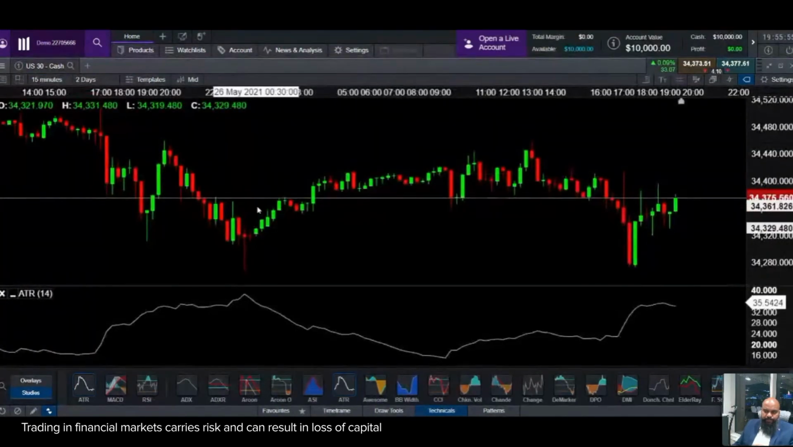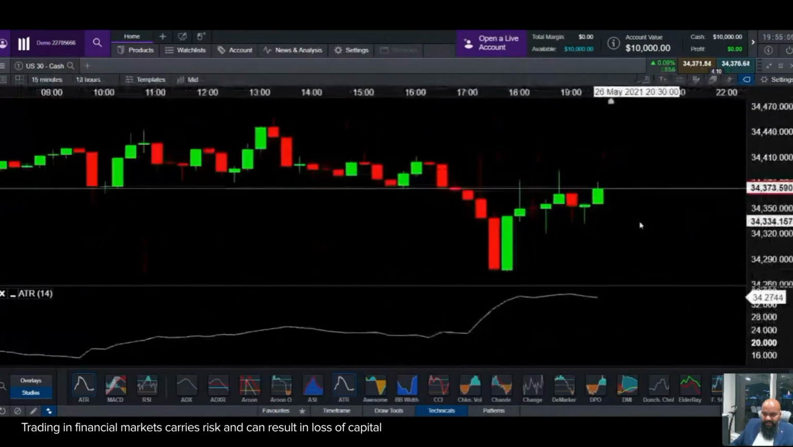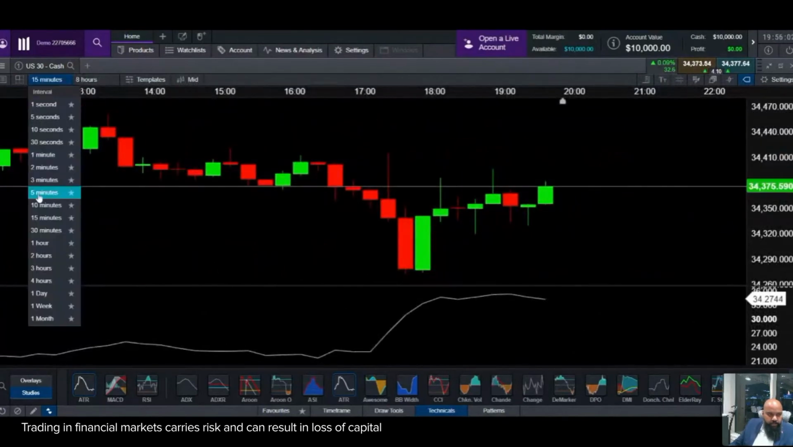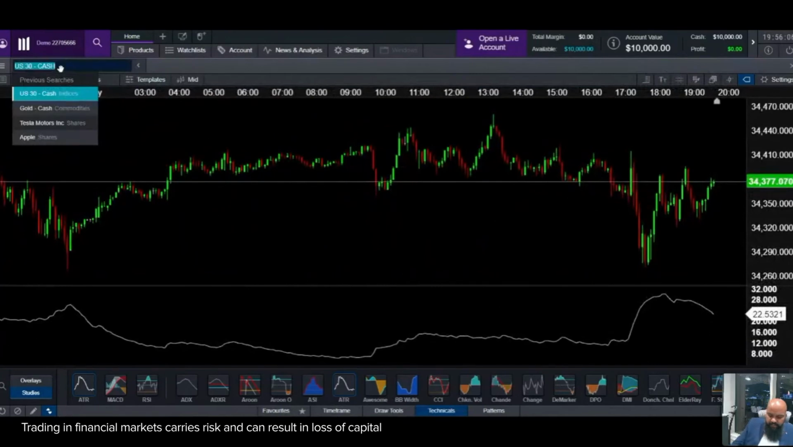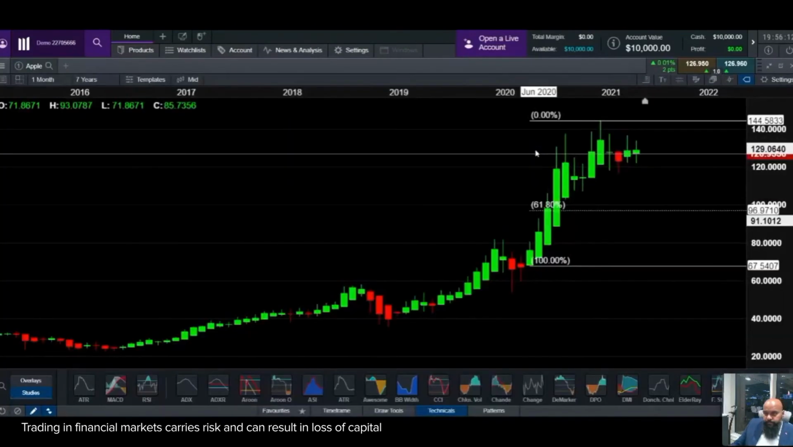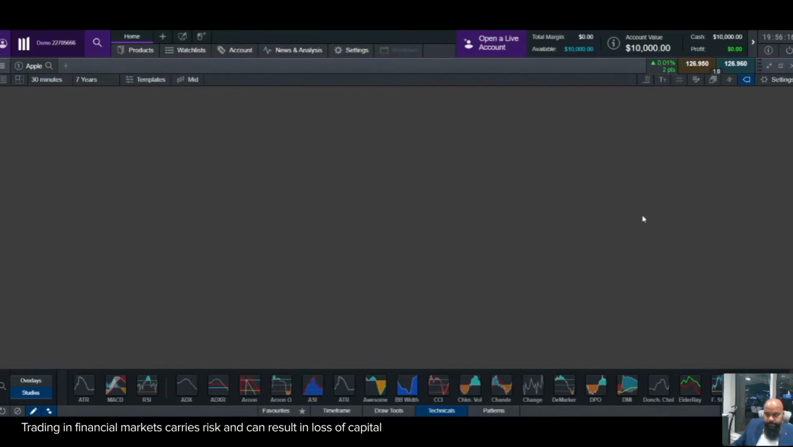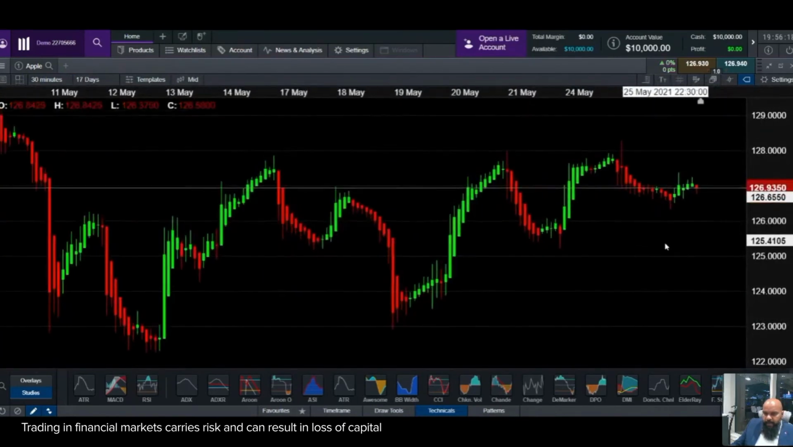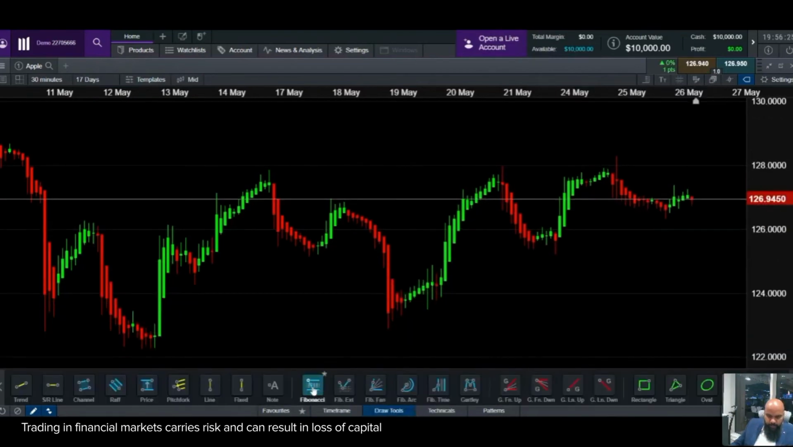Now let's see if there's a trading opportunity. Currently, I don't see any trading opportunity on US 30. Let me see if there is anything else. Let's look at Apple on a 30-minute chart. Apple has given a drop. Let's try and see what Apple is saying.